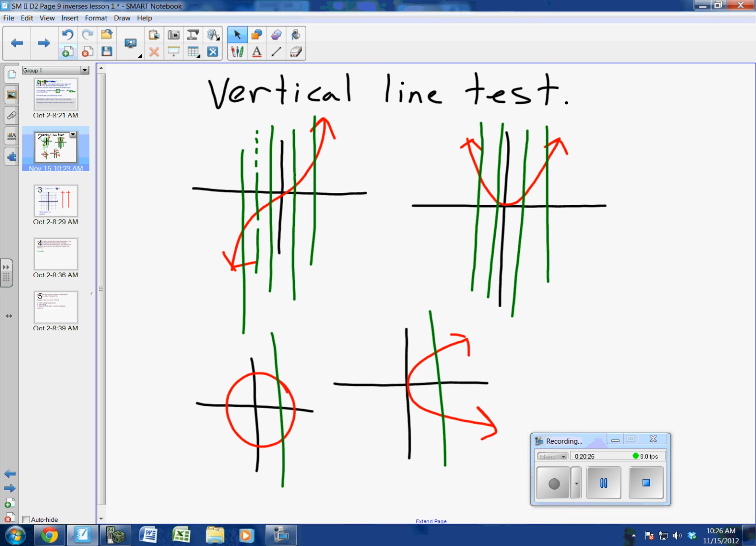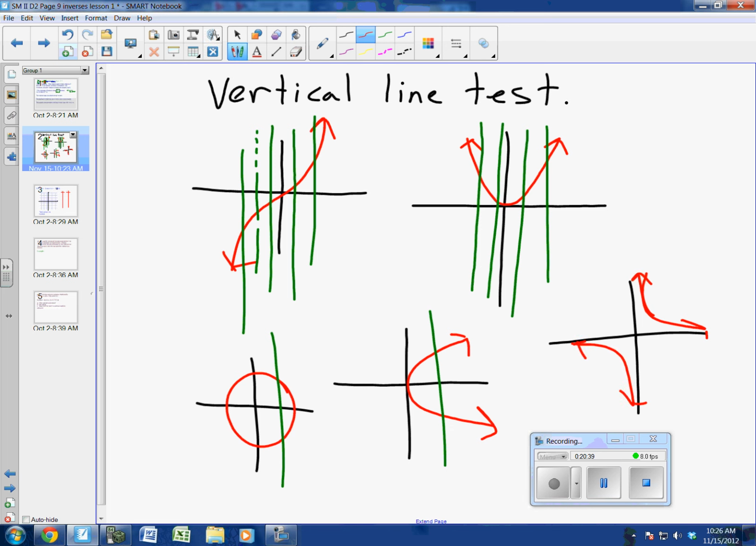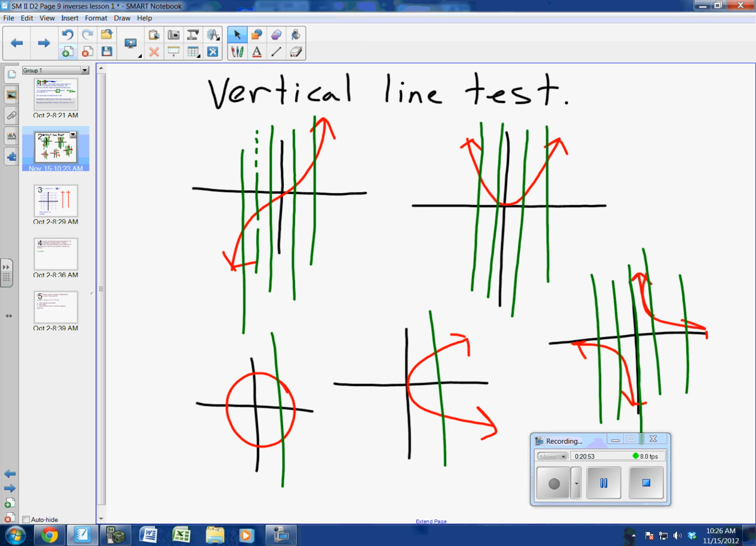A rational would be a function. Let's look at a rational, because a rational looks like this. I didn't draw that very well. It should be more like that. A rational, no matter where you put a vertical line, it goes through it only once. These two parts are going to get closer and closer to the x-axis, but they'll never touch it. So any vertical line is only going to cross through it one time. Got it? Okay, so here's the deal.